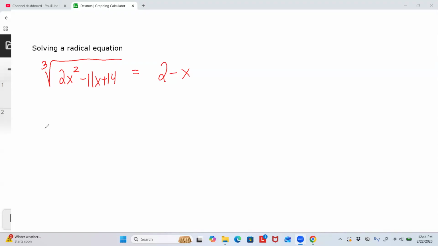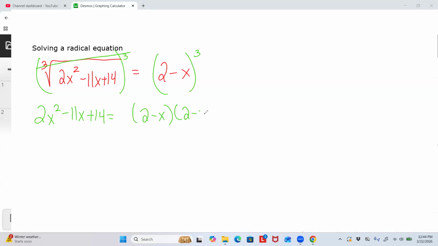To remove that cube root, we need to cube the left-hand side. That will cancel out. And then we need to cube this side because we need to be fair, right? Life's not fair, but algebra is. So this will now just be 2x squared minus 11x plus 14. And then I'm going to write this 3 times because, of course, cubing something or taking something to the third power means we multiply it by itself 3 times.